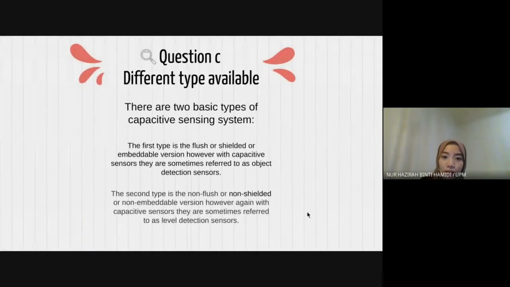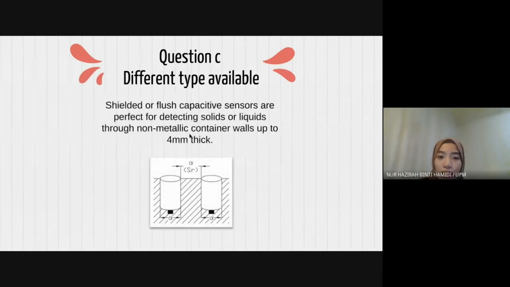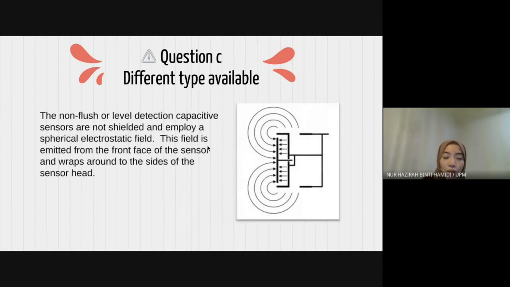Shielded or flush capacitive sensors are perfect for detecting solids or liquids through non-metallic container walls up to 4 millimeters thick. And the second one, the non-flush or level detection capacitive sensor, is not shielded and applies a spherical electrostatic field. This field is emitted from the front face of the sensor and wraps around to the side of the sensor head.